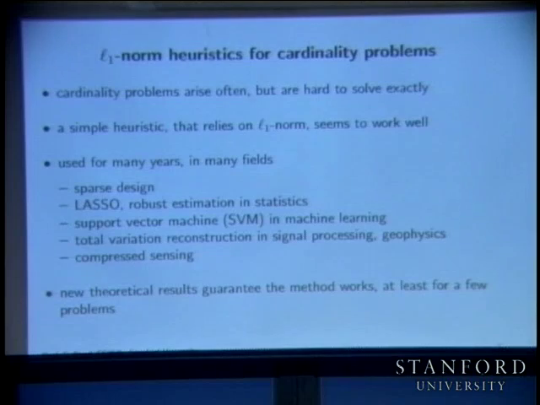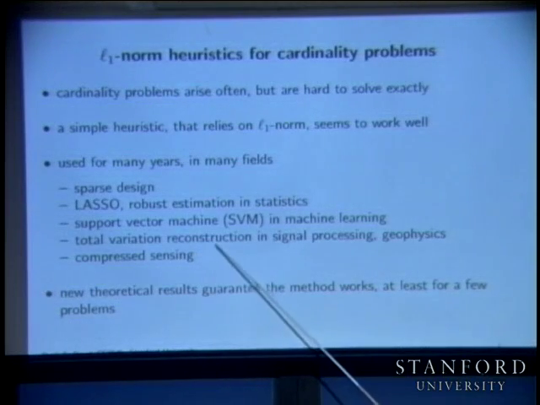So it's been used for a long time. In engineering design, it's been used for a while, and we'll see where that comes up. It's been used in statistics. Again, there's a Stanford connection because the originators of this are at Stanford. It's also related to robust estimation in statistics, which goes into the 70s. Support vector machine and machine learning, this is from maybe the 80s, or even the early 80s.